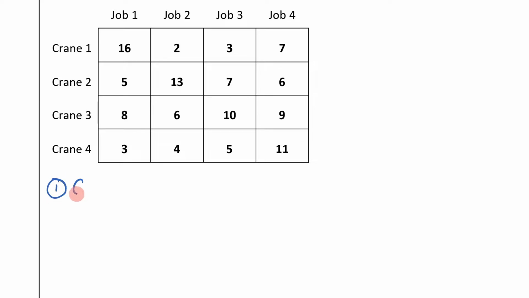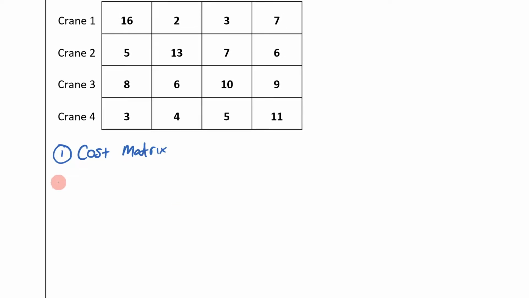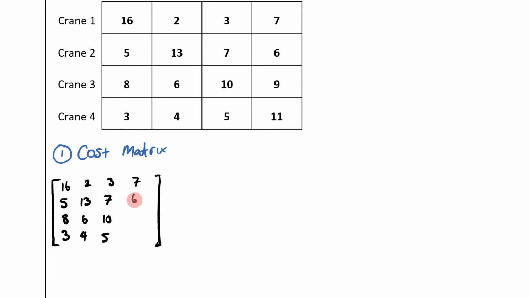Step 1, we need to create the cost matrix. Okay, when creating the cost matrix, it's literally just taking this and writing it out into a matrix form. So I'll come here like this, and I'm going to write it out. So it's going to be 16, 5, 8, and 3, 2, 13, 6, and 4, 3, 7, 10, and 5, 7, 6, 9, and 11. That is step 1. We then go on to step 2.